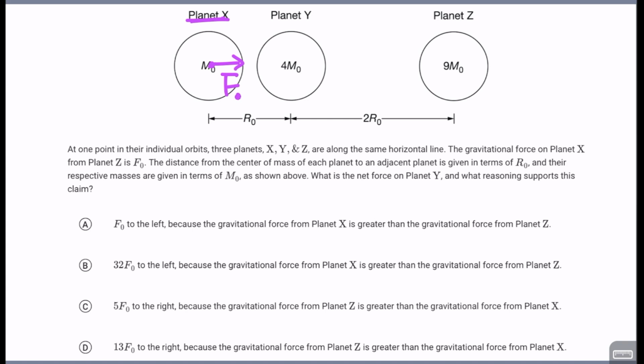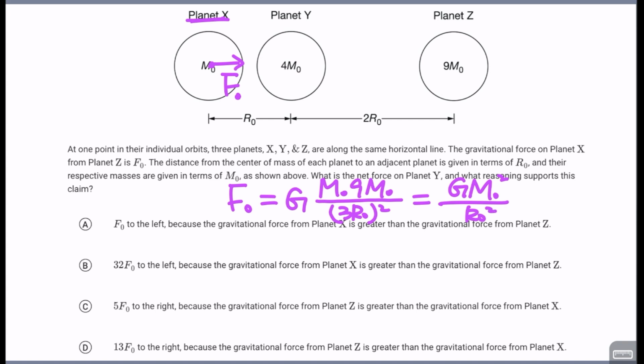And that's F0. We know that F0 would be equal to G multiplied by the mass of planet X, which is M0, multiplied by the mass of planet Z, which is 9 times M0, divided by the distance they're separated, squared, which is 3 times R squared. So that's GM squared over R squared. The distance from the center of the mass of each planet to an adjacent planet is given in terms of R, and their respective masses are given in terms of M. What is the net force on planet Y, and what reasoning supports the claim?